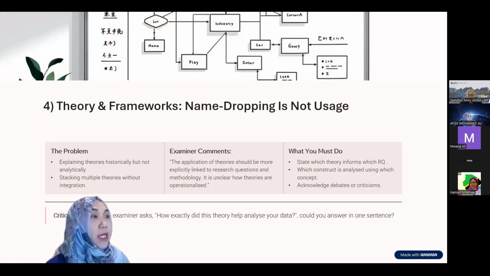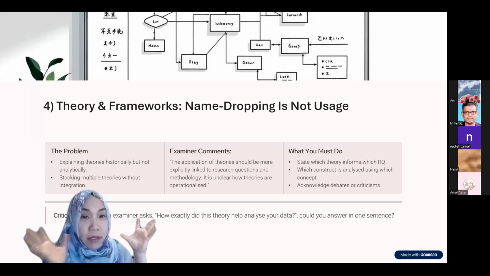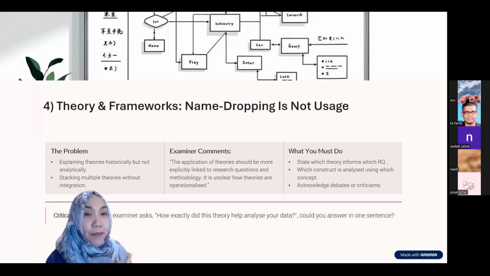Now, the next one again has to do with your theory and your conceptual framework. Let's not just do name dropping. Okay? This is one of the things that we noticed during examination. I'm going to go through quickly, yeah? Name dropping means you're just putting in all the names, but there's no explanation of those theories that you cited anywhere. So here examiners will say the application of theories should be more explicitly linked to the RQs and the methodology. It is unclear how theories are operationalized.